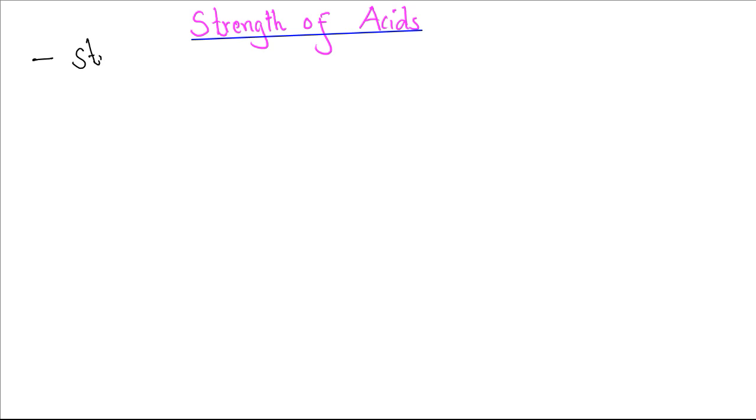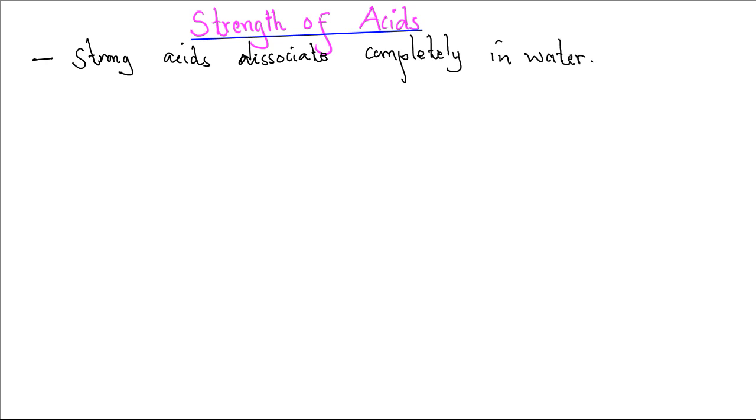Strong acids are the ones that ionize or dissociate completely. They're the ones that dissociate completely in water, simply to produce many hydrogen ions.